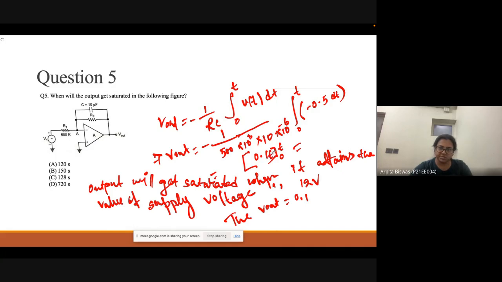Here 1 t is coming, because this 5 and this 5 will cancel out, and from the equation only 0.1 remains, and the integration of dt is equal to t, and the limit is 0 to t. So we can write down 1 into t. So this V output 0.1 into t will equal 12 volt. So from there we can calculate the value of t.